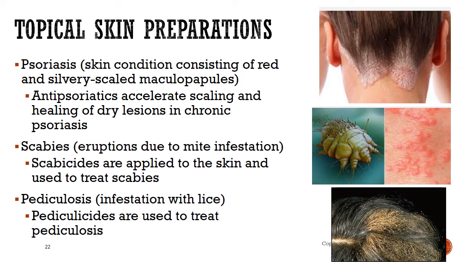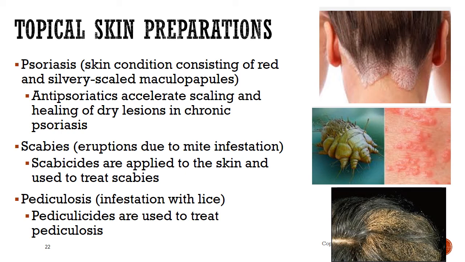Psoriasis is a skin condition consisting of red and silvery scaled maculopapules, and that's the top picture that you see up there. We'll see a lot of patients with skin conditions like this. And we would use something called an anti-psoriatic. It accelerates the scaling and the healing of dry lesions in chronic psoriasis. You guys see these drugs on TV all the time where the lady's all covered up with a sweater, and then the next thing you know, she's out on the town in a tank top and her psoriasis is healing.